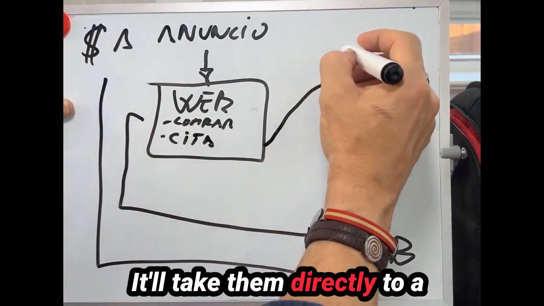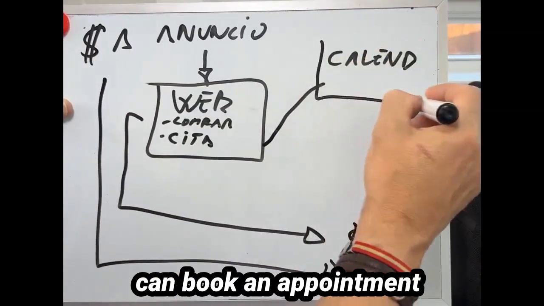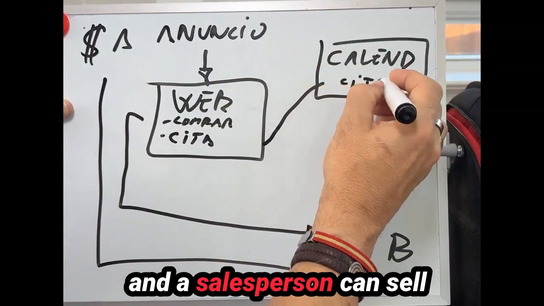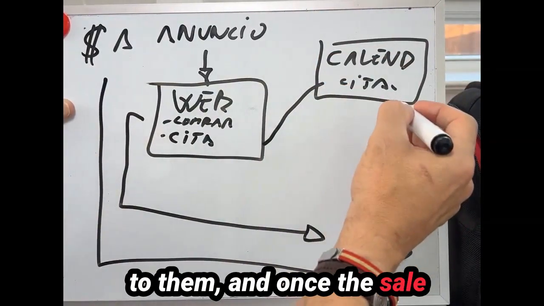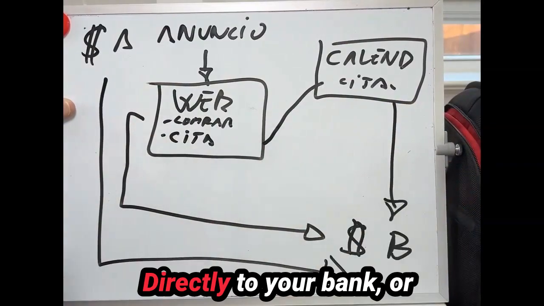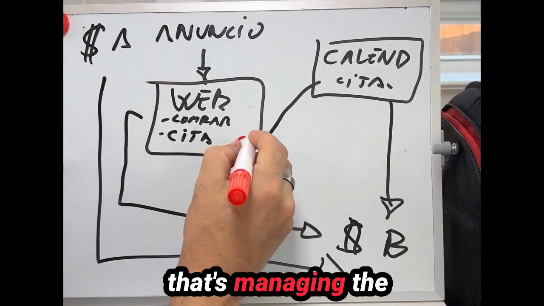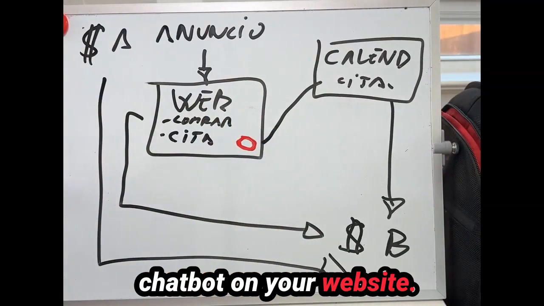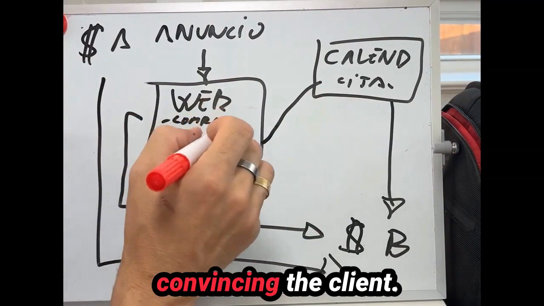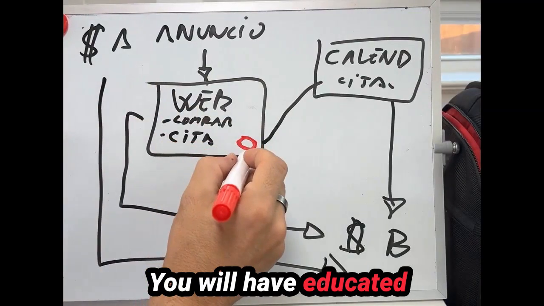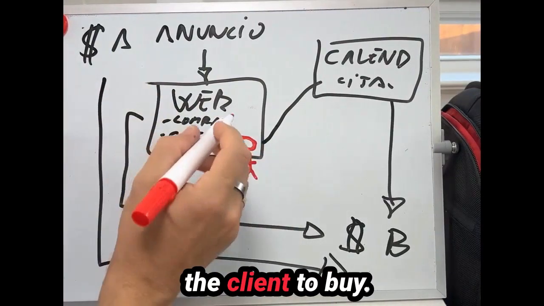They could be booking an appointment because they weren't sure yet. It will take them directly to a calendar where the client can book an appointment and a salesperson can sell to them. And once the sale is made, move them along directly to your bank. Or you could be talking to one of your Neuro extensions that's managing the chatbot on your website. That Neuro extension is convincing the client.